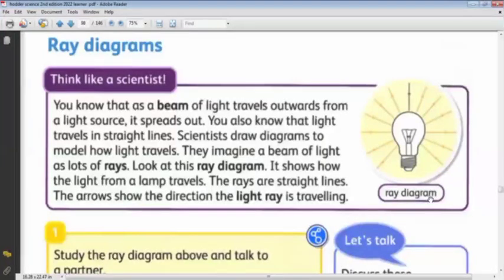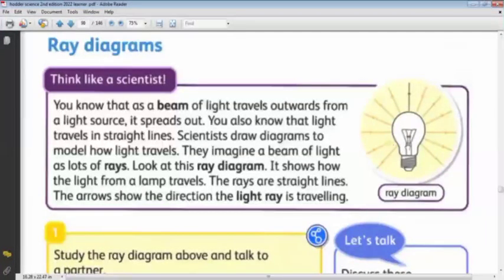Okay? So we can draw the ray diagram to express or to represent the light that comes out from a light source, like this one. This lamp, we can imagine that the light or the beam of light comes out from this lamp, and we can draw it in the form of straight lines. This is a ray diagram. This ray diagram shows how the light from a lamp travels to the surroundings.